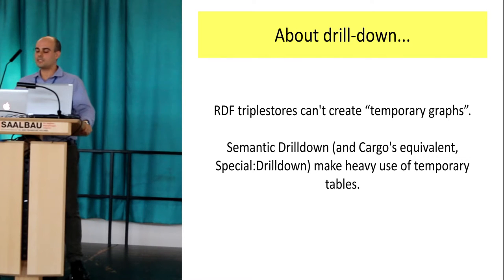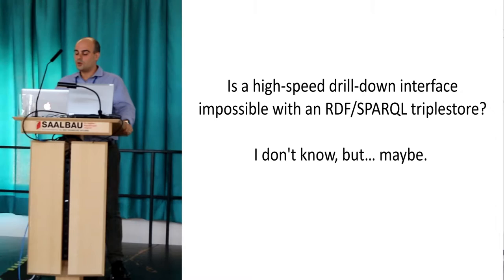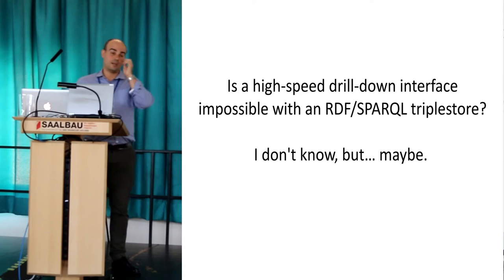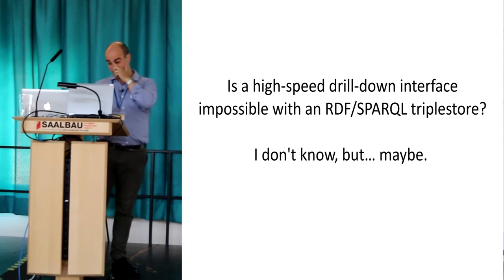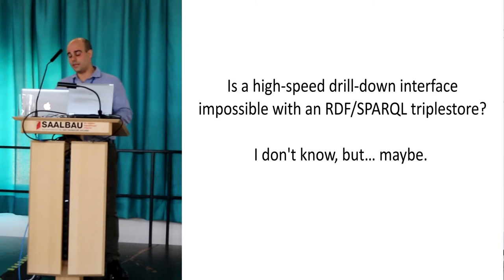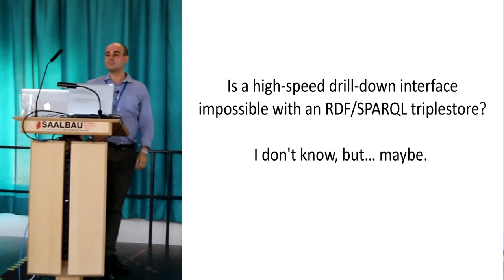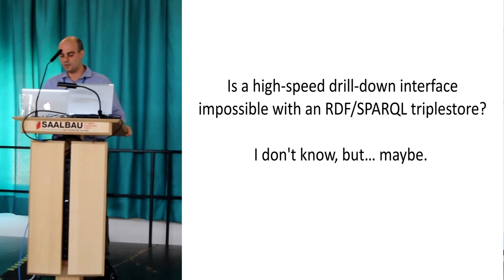So RDF triple stores can't create temporary graphs, which may mean that you can't do a drill down interface with an RDF SPARQL triple store. I don't know. This may be true, this is going on the assumption that it is true. And if you don't know about Semantic Drilldown, I apologize. I don't think I put in a slide showing an example of it. I can show it later if there's time.